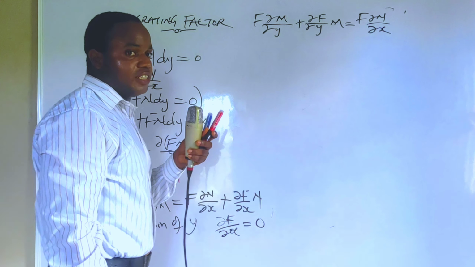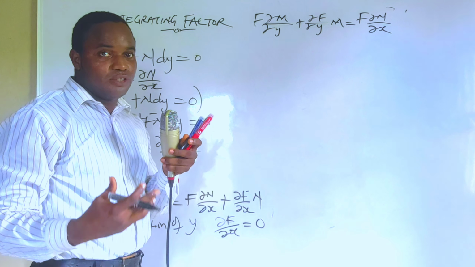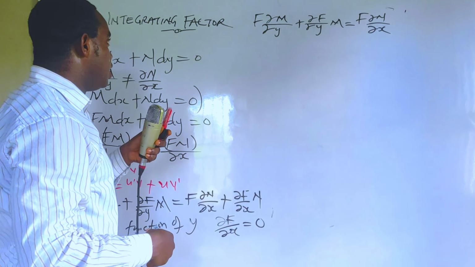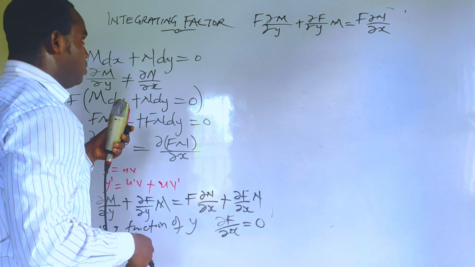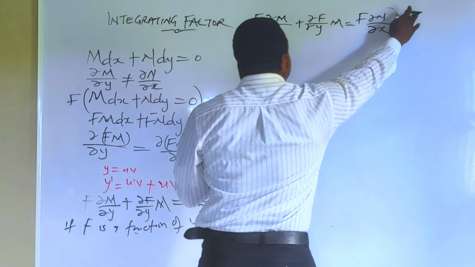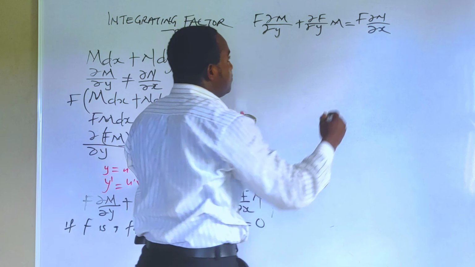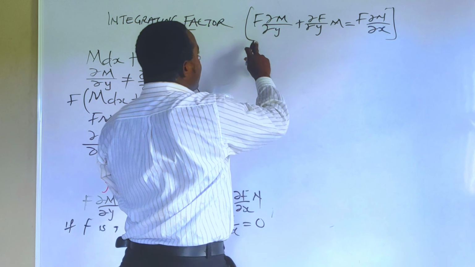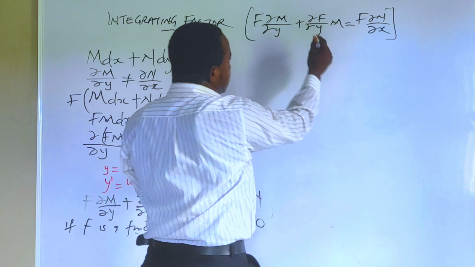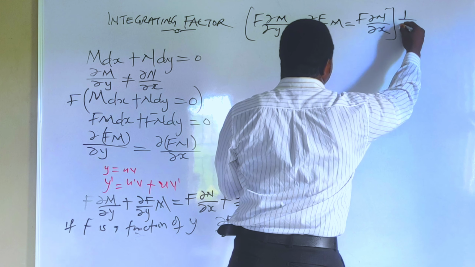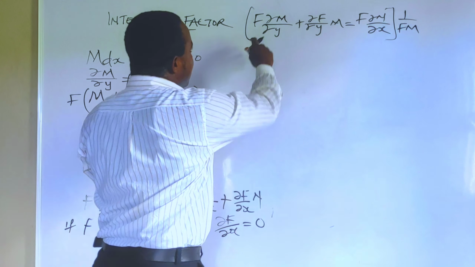I hope you understand this. You can pause this video and go through the process properly, so that you don't miss anything. So at this point, let us repeat what we did the other time. Remember? At this point, we divide both sides this time by fm.